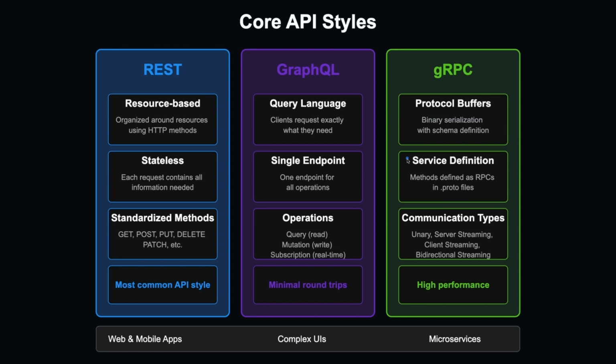The methods in gRPC are defined as RPCs in the proto files, and it supports streaming and bidirectional communication. This is an excellent approach for microservices especially and internal system communication, as it is more efficient when you're working between servers compared to GraphQL or compared to RESTful APIs.